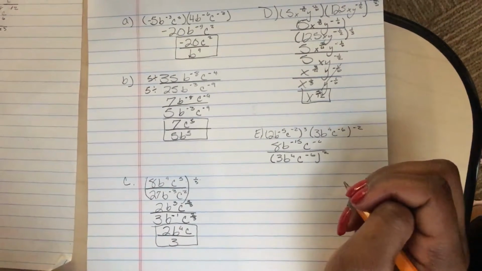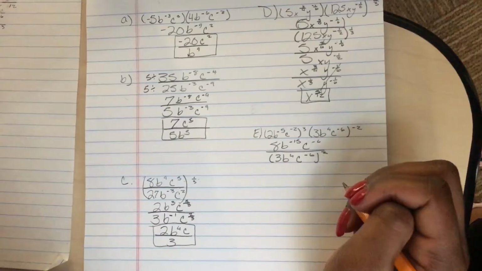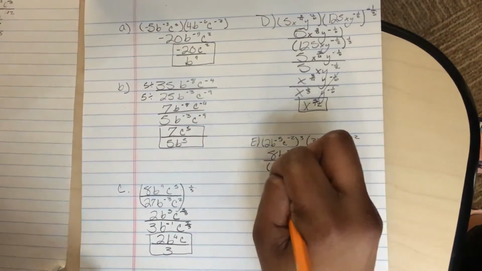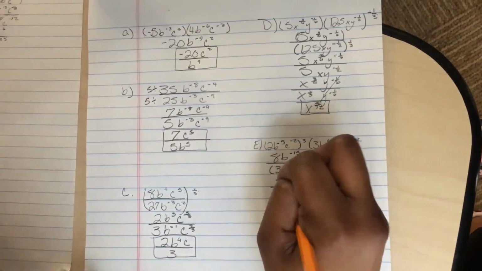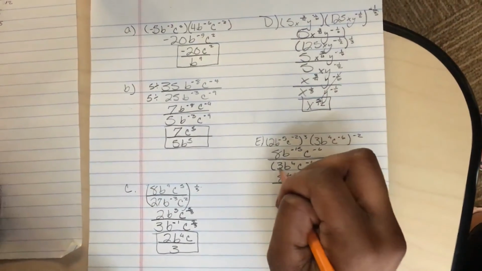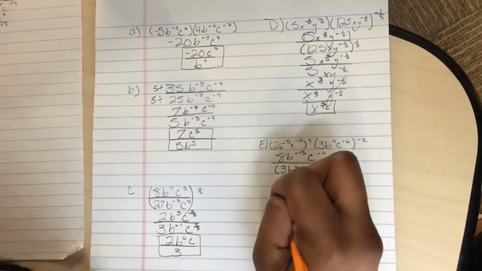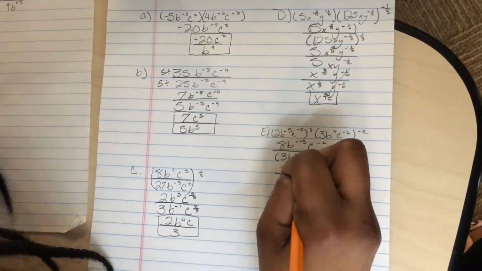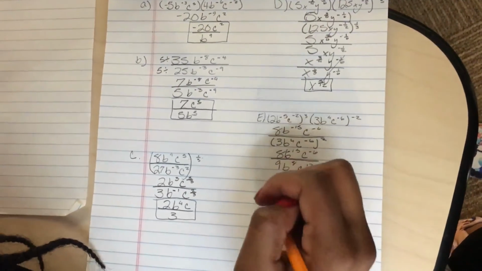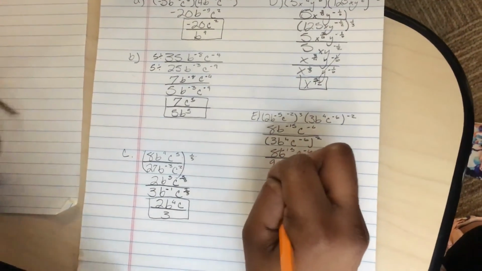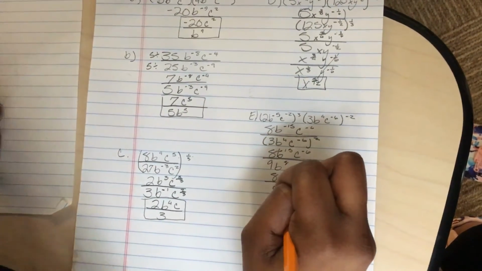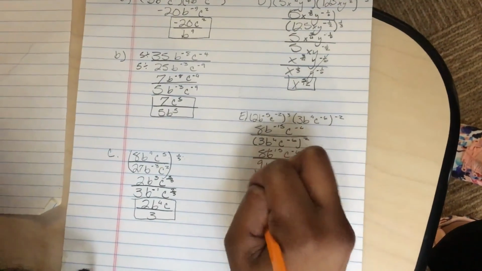So once we subtract these again, we're going to have 8 b to the negative 15th, c to the negative 6th. And since this 3 was squared, we have 9b to the 8th and c to the 12th. Now that we can finally do all the subtractions, we'll end up with 8c to the 6th over 9b to the 23rd, which is our final answer.